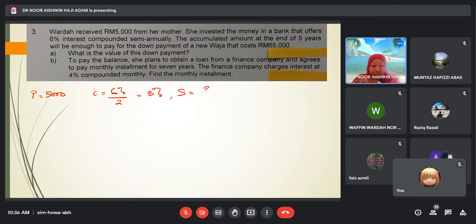Okay, so you nak cari S. What is S? And that becomes the down payment for the wajah. So you kena cari S dulu. And your S becomes the down payment. Okay, kita buat cerita setakat sini dululah. Sampai dapat amount, accumulated amount. Today, she got 5,000 ringgit.